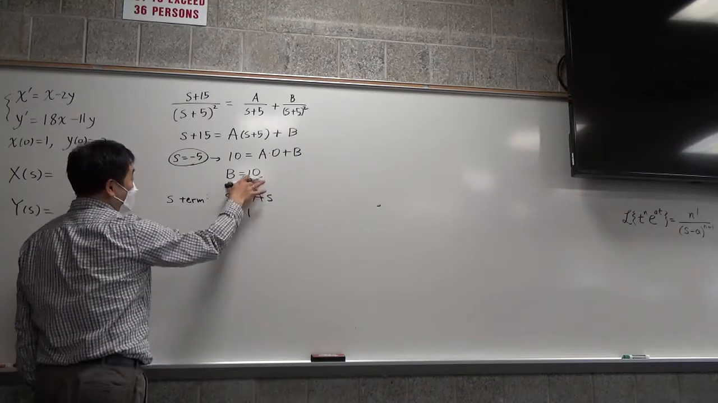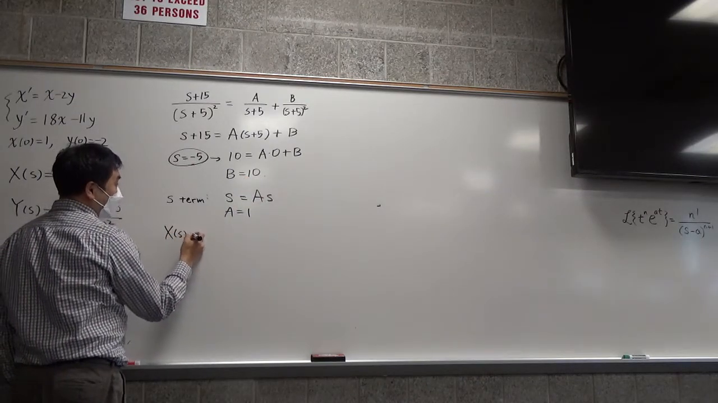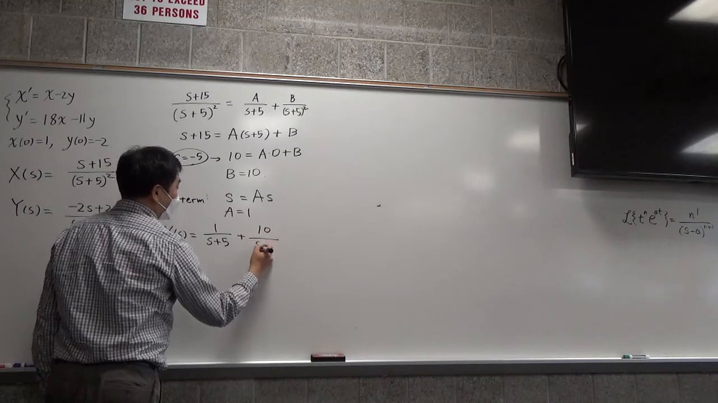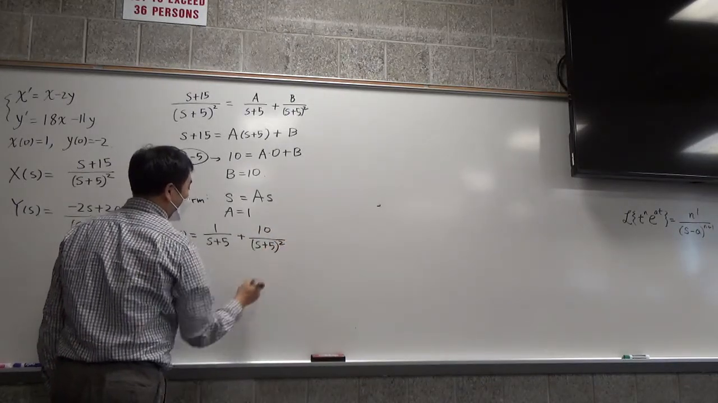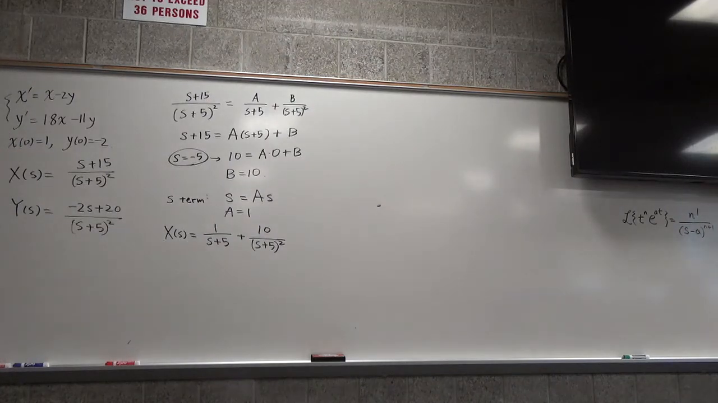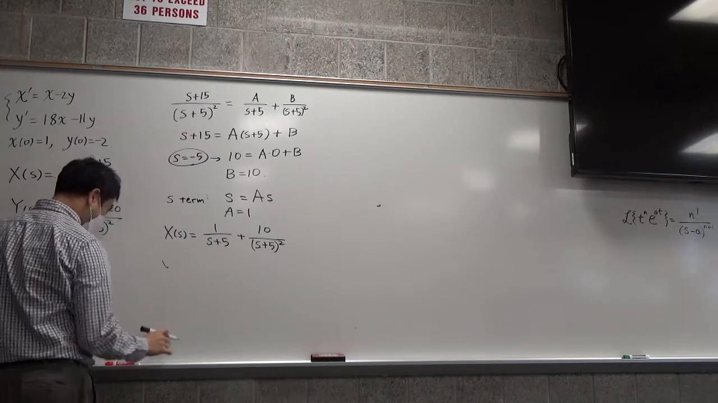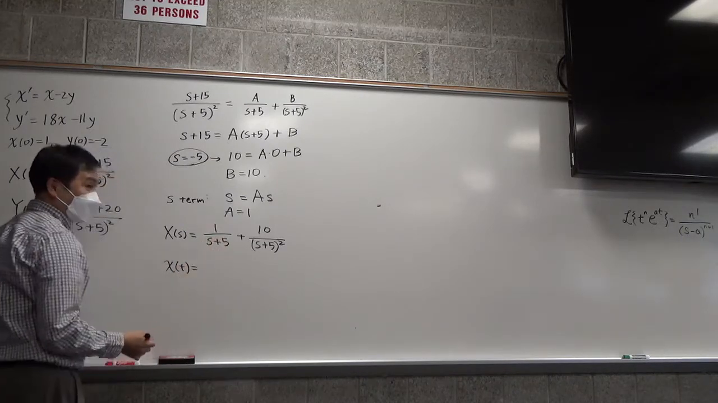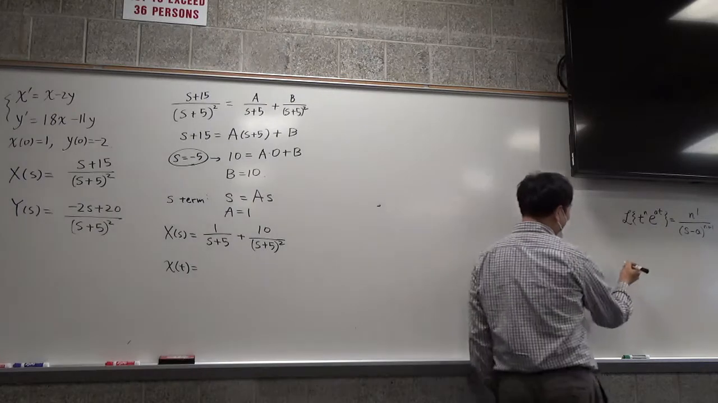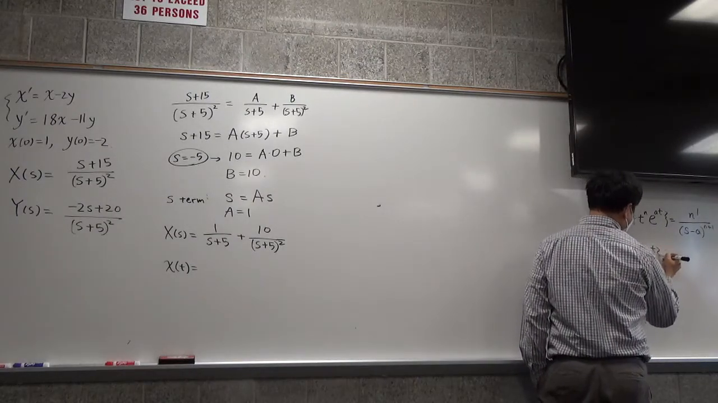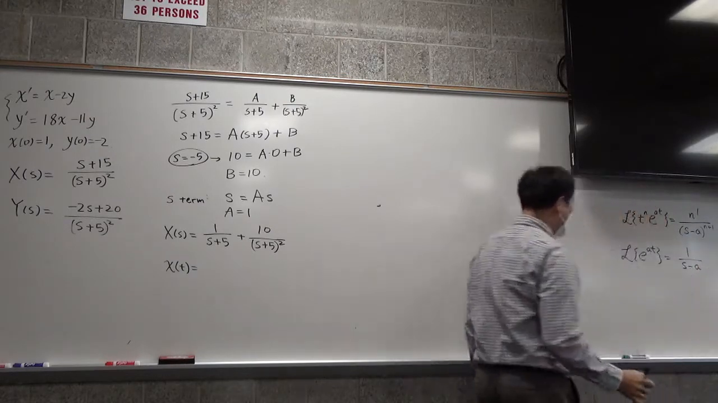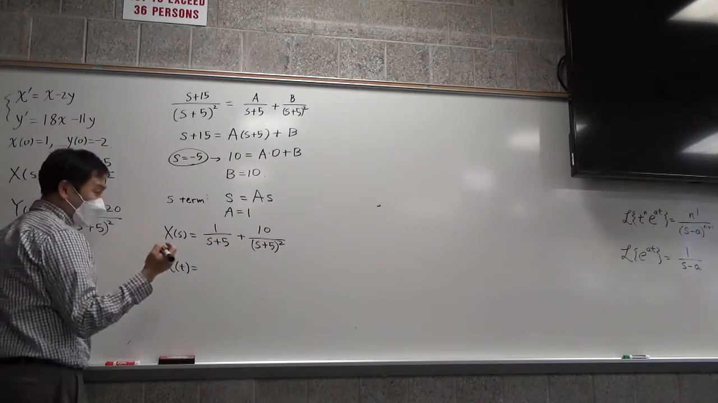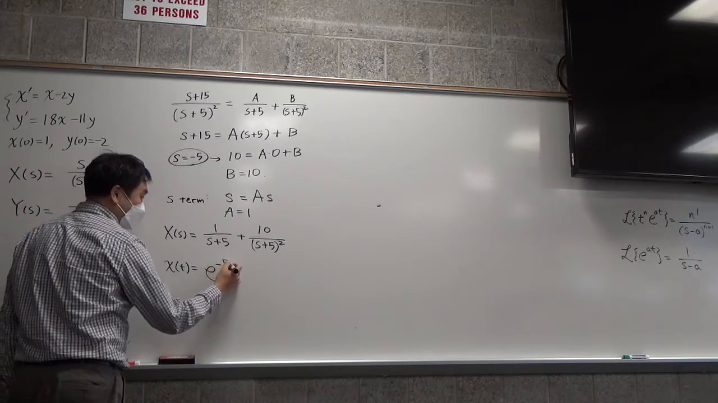So once you get a equals 1 and b equals 10, that means X of s is now equal to 1 over s plus 5 plus 10 over s plus 5 squared. And all you have to do now is invert the Laplace transform to figure out what x of t is. Okay, so look at the Laplace table, see what gives you 1 over s plus 5. It's this formula, the Laplace transform of e to the at is 1 over s minus a, right? So apply that formula here with a being negative 5, so you get e to the negative 5t.